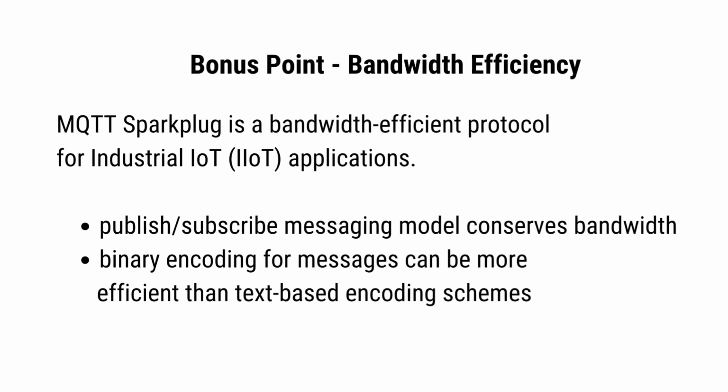And there is a bonus: it's bandwidth efficiency. MQTT Sparkplug is a bandwidth-efficient protocol for industrial IoT applications. It uses a publish-subscribe messaging model, which allows devices and applications to send and receive messages without needing continuous dedicated connections. This setup conserves bandwidth, as devices and applications only need to establish connections when they have messages to send or receive. MQTT Sparkplug also uses binary encoding for its messages, which can be more efficient than text-based encoding schemes.